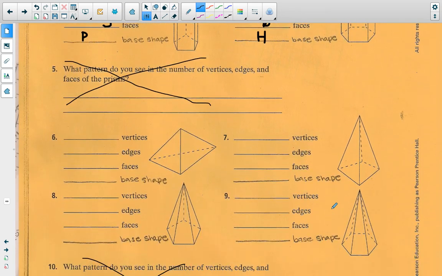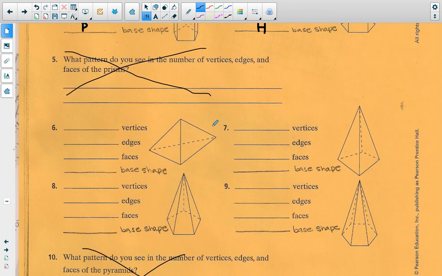Now let's look at the pyramids. This would be a triangular pyramid. My base is a triangle. I'll put my T for triangle. How many vertices do I have? 1, 2, 3, 4. That's kind of weird. How many edges do I have? 1, 2, 3, 4, 5, 6. How many faces do I have that aren't bases? 1, 2, 3.